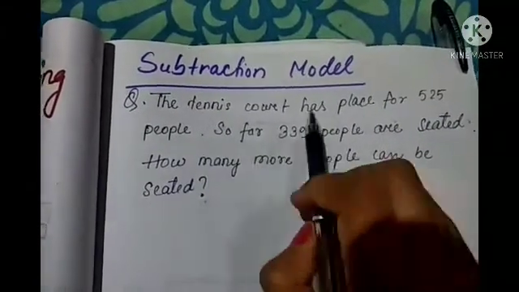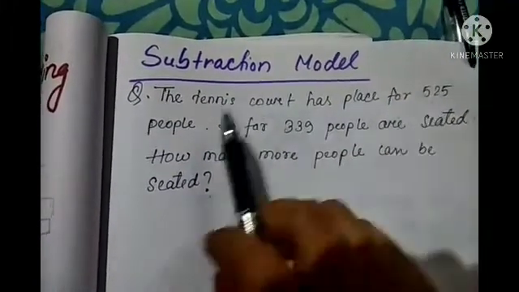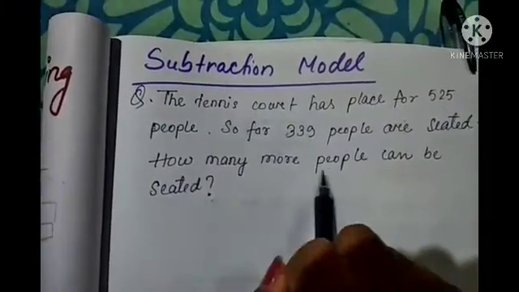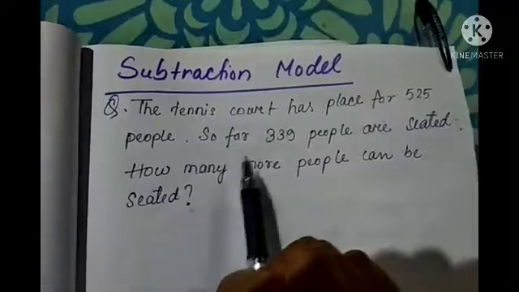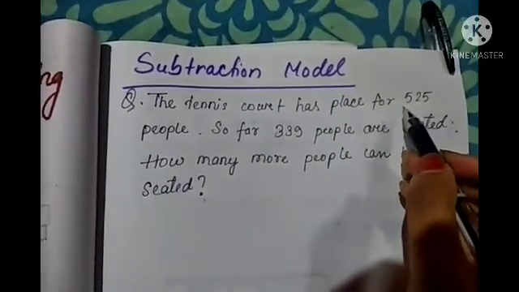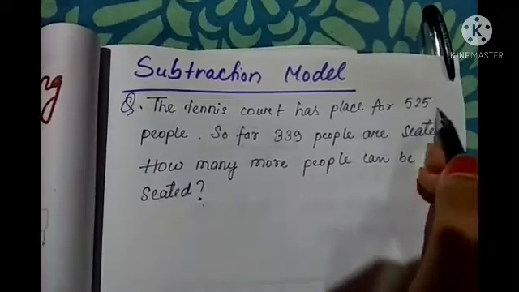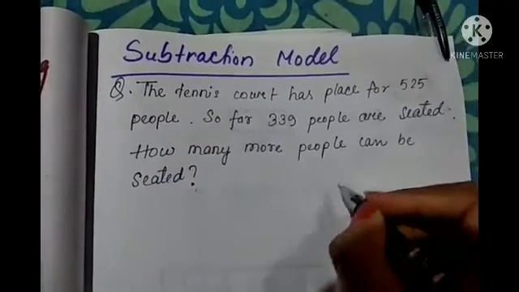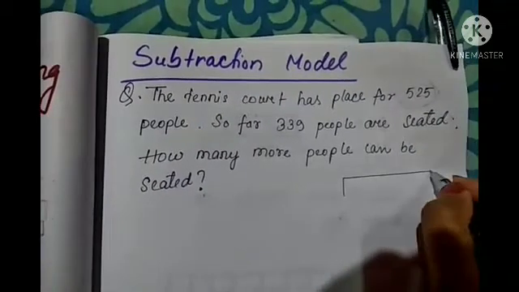The tennis court has a place for 525 people. So far 339 people are seated. How many more people can be seated? Okay, you see, total means the place where people can sit, the seat capacity that is given, that is your 525. So that one is the total, and we can draw it this way.